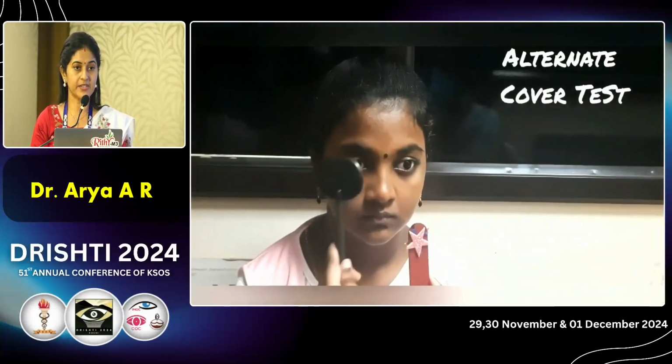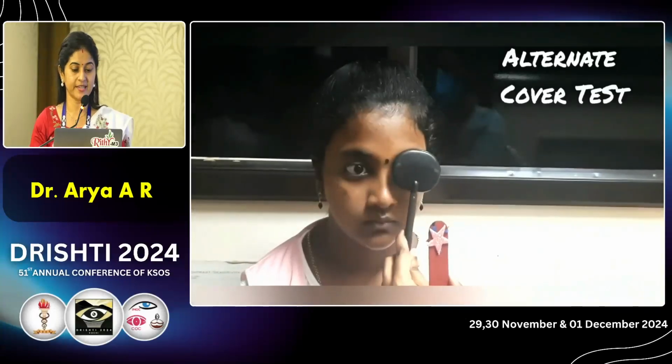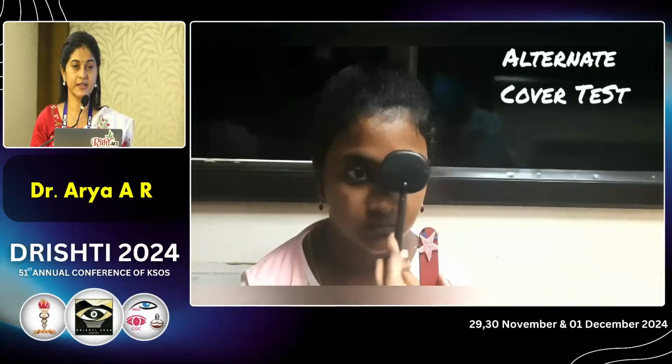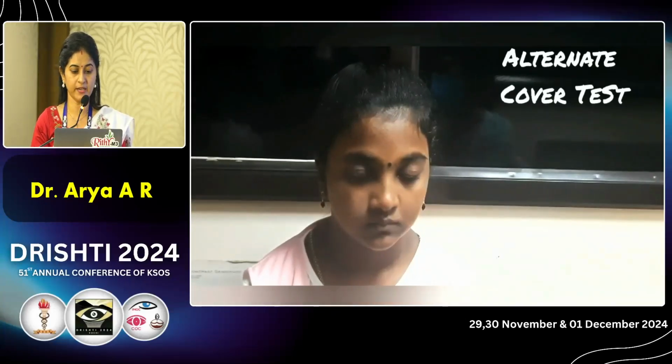Now, it is an alternate cover test where you cover the eyes alternately and you look for the movement of the eyes. So, by the alternate cover test, we bring out the components of both the tropia and phoria.